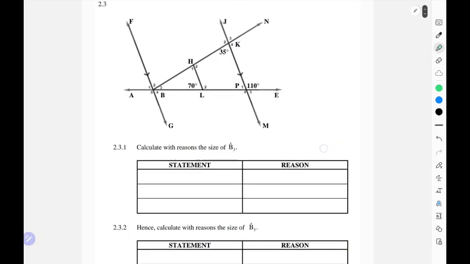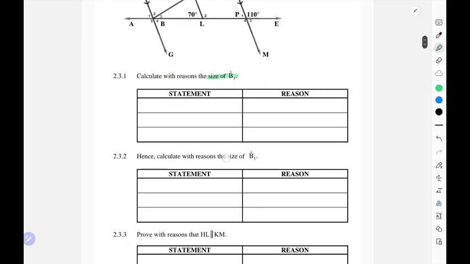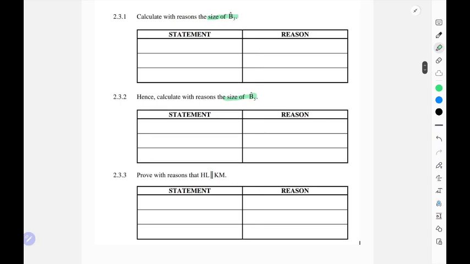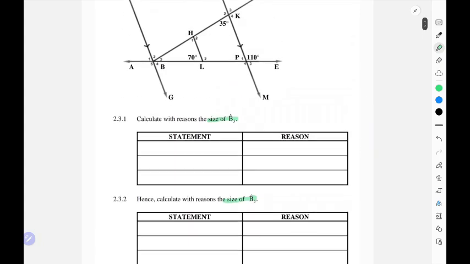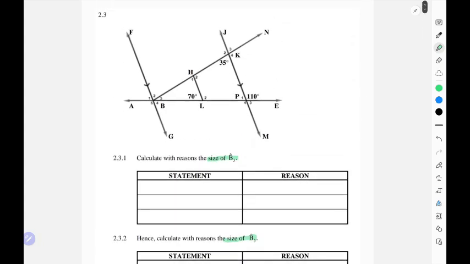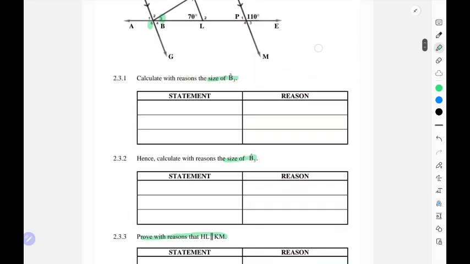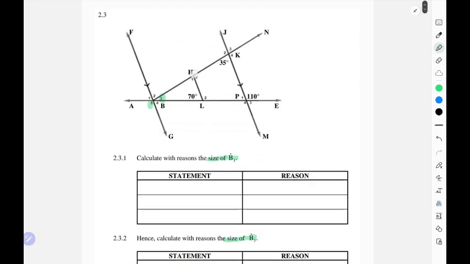So in today's video we are requested to find the following angles: the size of B3, the size of B5, and we need to prove with reasons that HL is parallel to KM. So I think let's identify these angles on the sketch. The first angle that we need to find is B3, this one here. The second one is B5, and we need to prove that HL is parallel to KM.